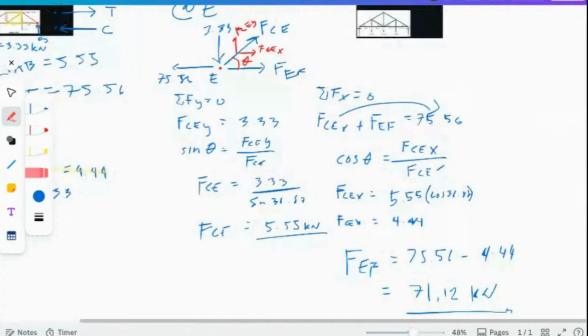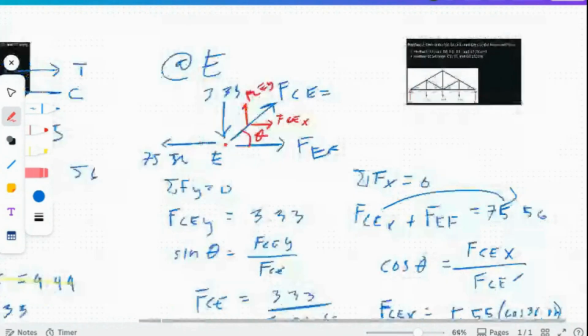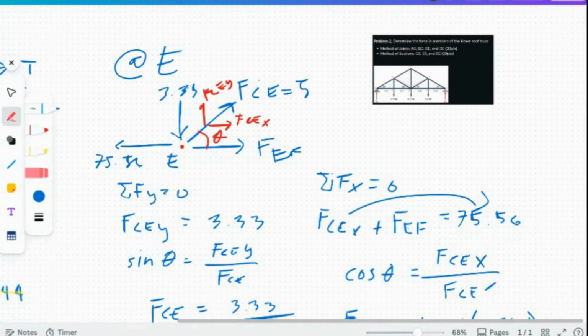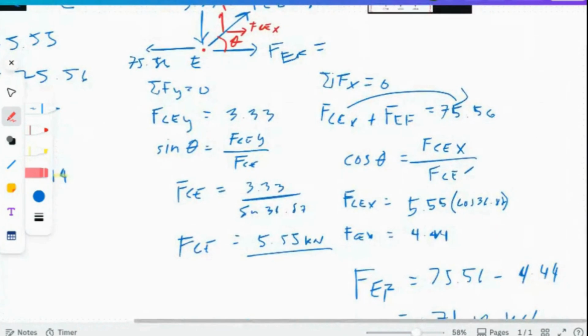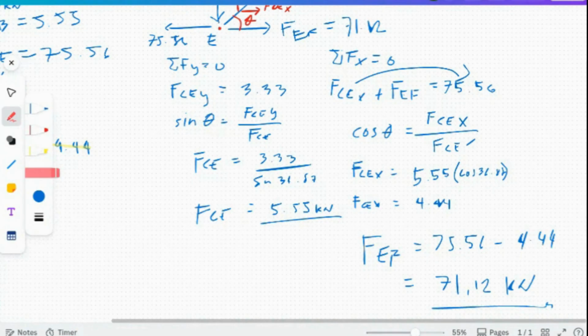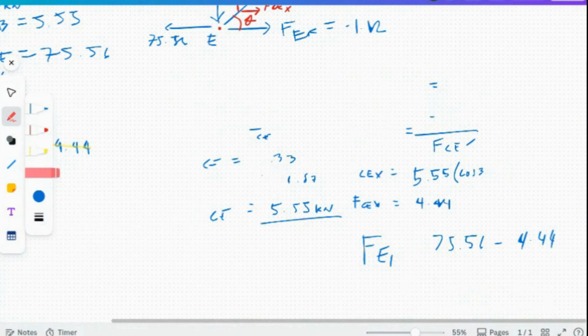FCE, we already solved that, 5.55. And this one is 71.12.